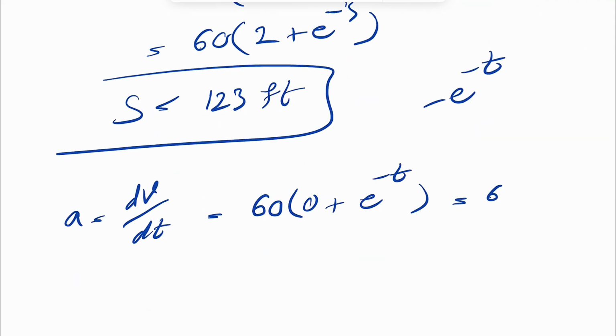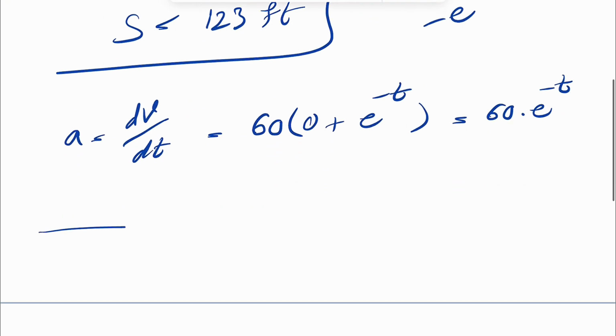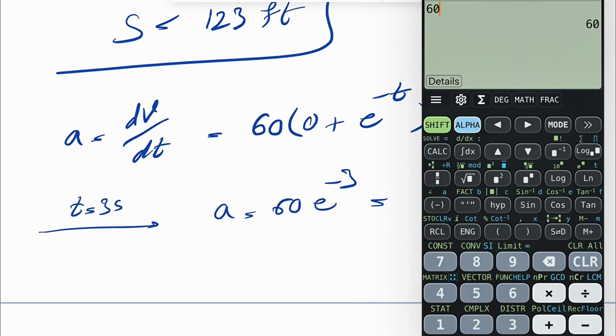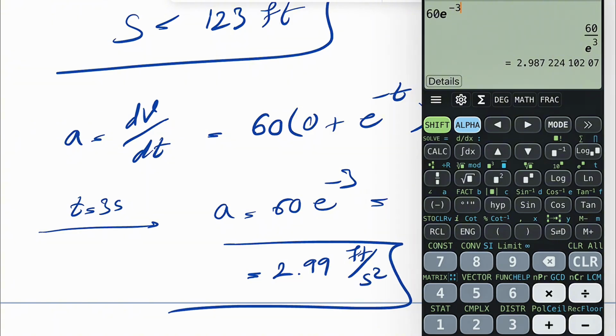So this is going to be 6 times e to the negative t, and because we're asked to find it after 3 seconds, the acceleration would be 6 times e to the negative 3. Let's see what we get for this. 6 e to the negative 3 is going to give us 0.299 feet per second squared. And that's the final answer for this question.